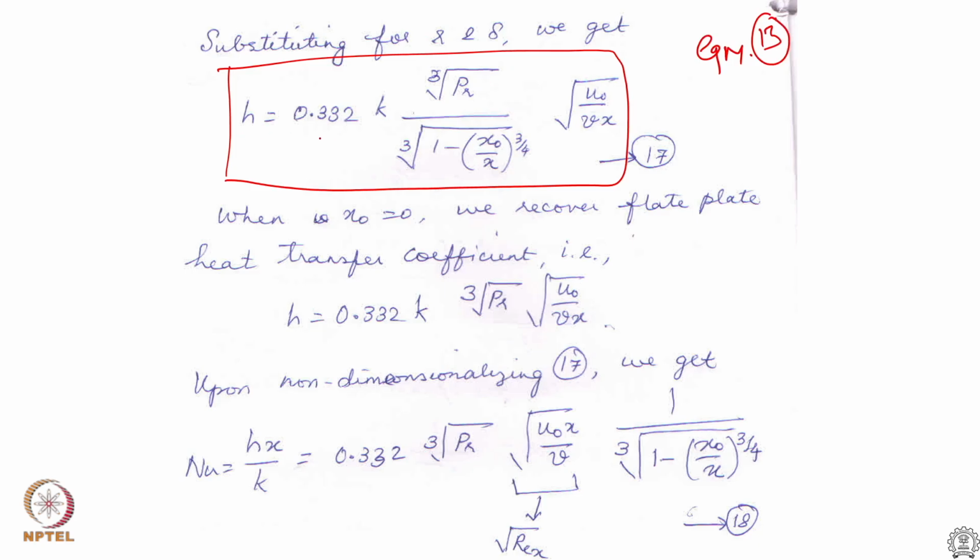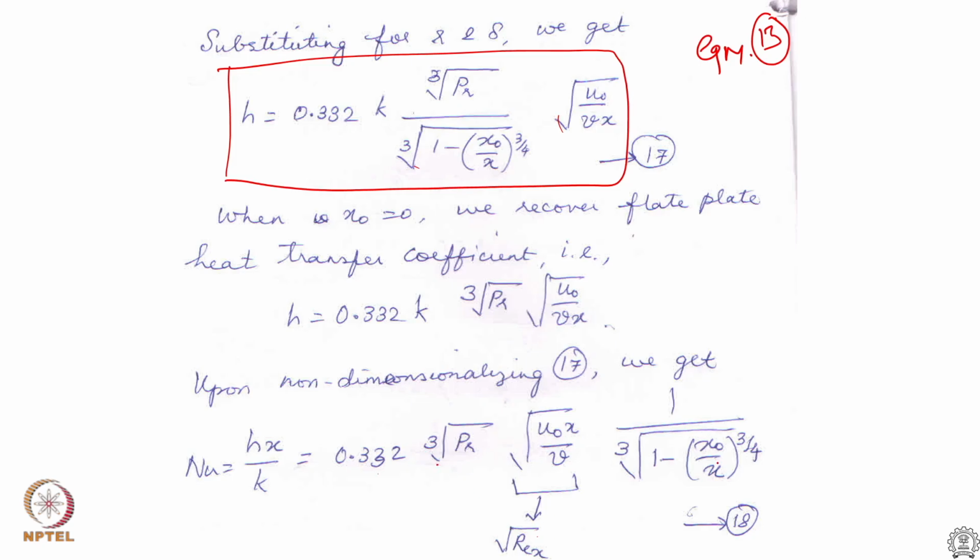So, we get a heat transfer coefficient that is 0.332 K times the cubic root of the Prandtl number divided by the cubic root of 1 minus x naught by x. And if we recast this in terms of the Reynolds number, this can be done in terms of h x and K. We get the Reynolds number to the power 0.5 and so on.